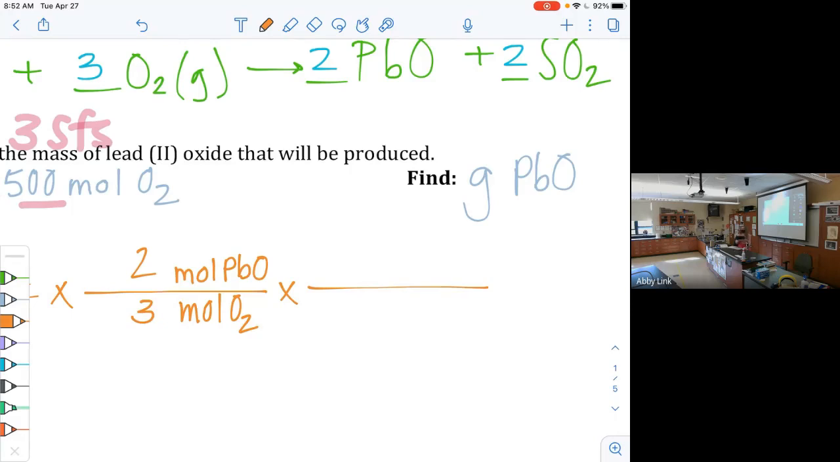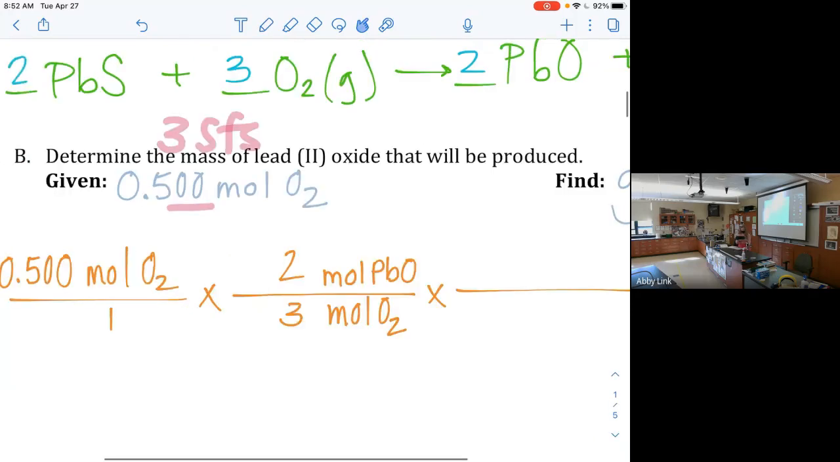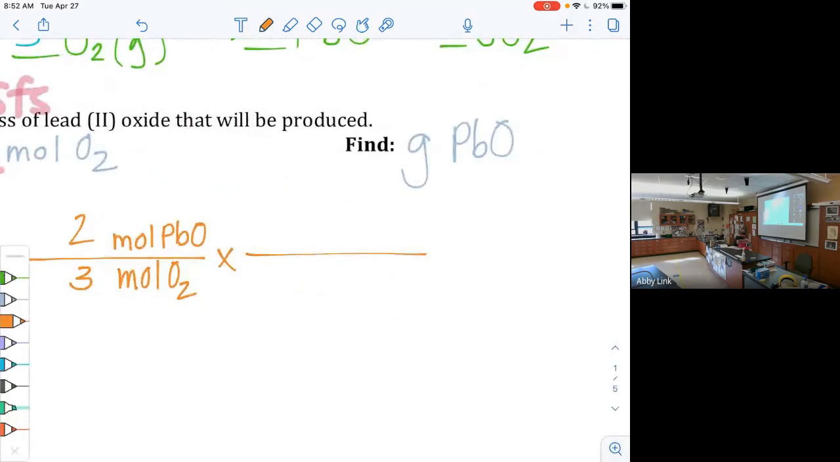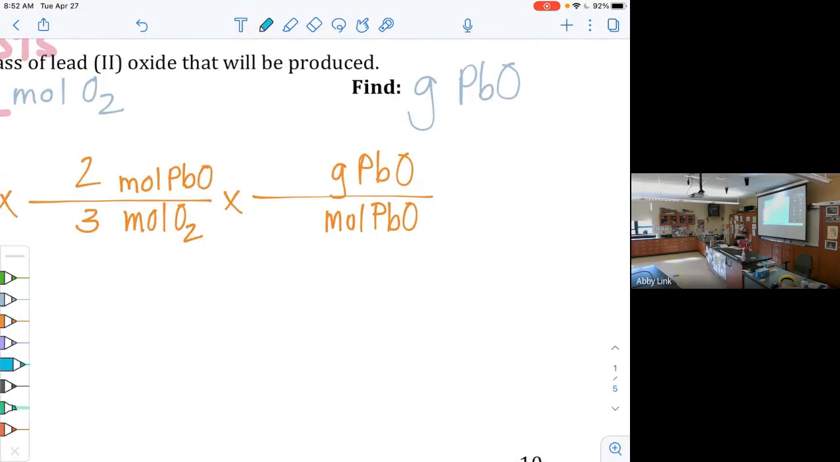Okay, if I stopped right now, I'll look at the problem. If I stopped, I would have moles of PbO as my unit. Not what I want, right? The problem is asking me for grams this time. So let's put moles of PbO in the denominator and grams of PbO in the numerator. Okay, now we got to find the molar mass of PbO, so let's go ahead and show that down here.